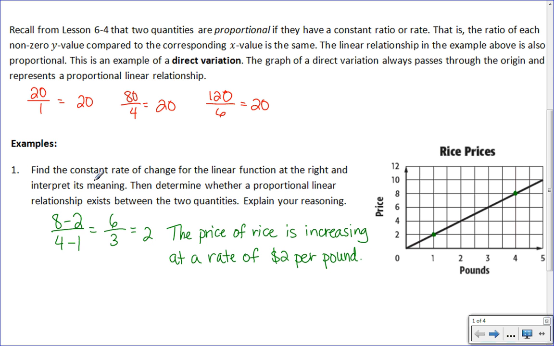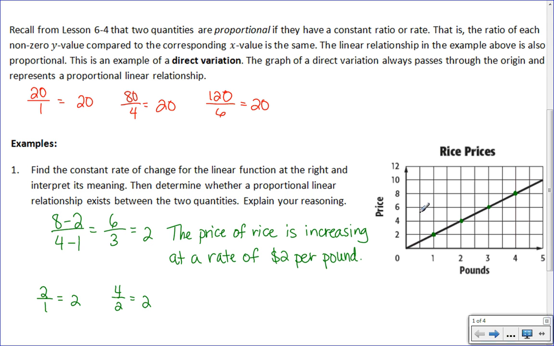Okay, so we found the constant rate of change, we interpreted its meaning, now we need to determine whether a proportional linear relationship exists between the two quantities. So let's check a few of these points to make sure that we get a proportional relationship. So there's 4 points that I've labeled on this graph. Let's check each of those. At 1 pound, the price is $2. So 2 divided by 1 is 2. At 2 pounds, the price is $4. So 4 divided by 2 is also 2. Looking pretty good so far.